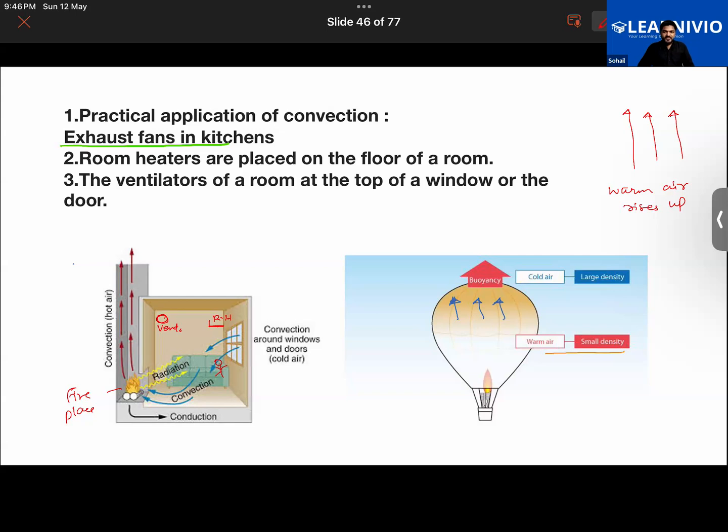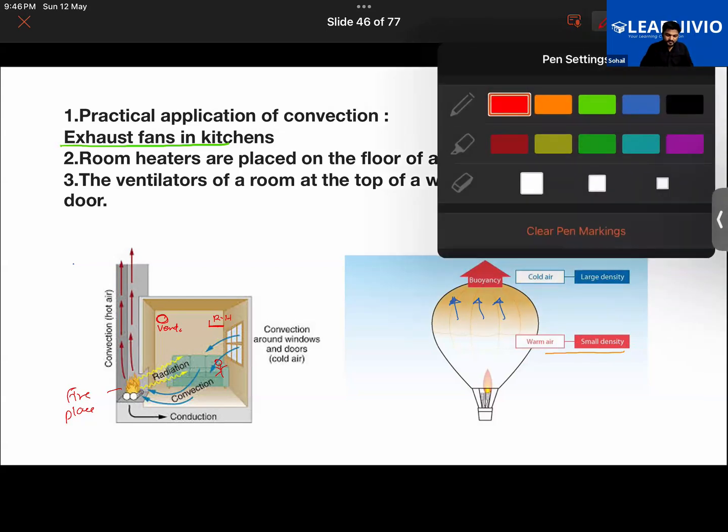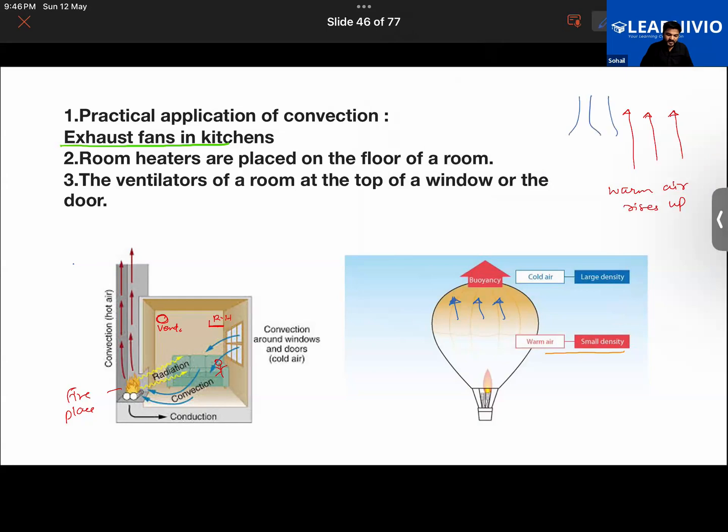So basically, the concept is that warm air rises up and the cold air comes down. It comes down and it will spread into the room in this manner. So that is the thing. That's why the ventilators are also at the top of the room. Even the windows are at the top. You have another example, a hot air balloon.